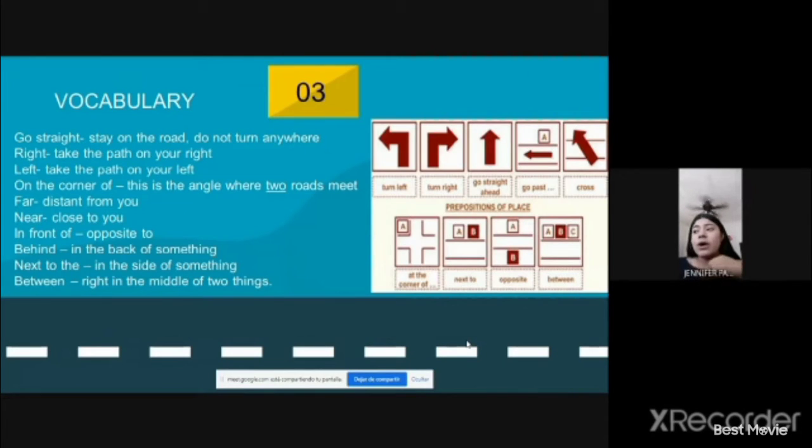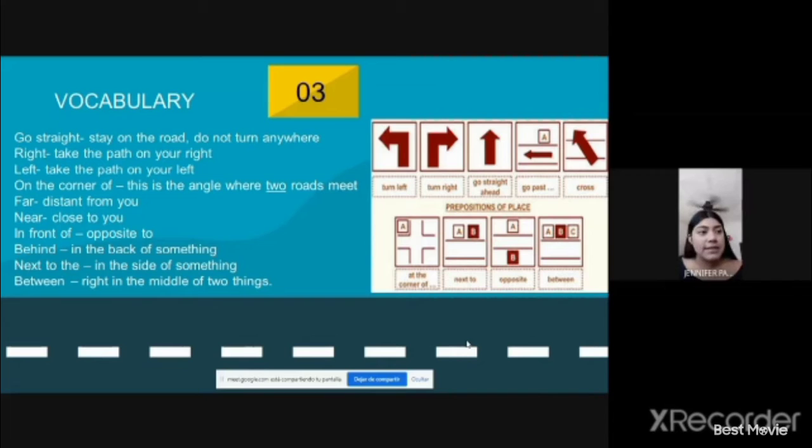Okay, guys, we are going to review the basic vocabulary we saw last class regarding directions. So these are important words that we're gonna be seeing to give directions. So for example, we have also an image that can help us to relate it with the words. So we have go straight. That means stay on the road, do not turn anywhere.